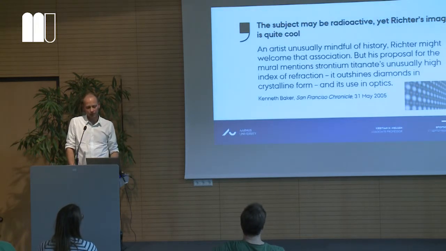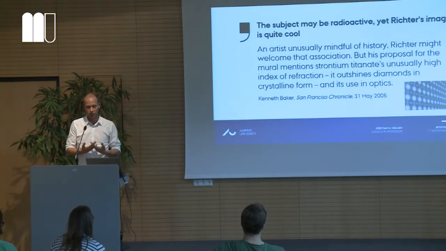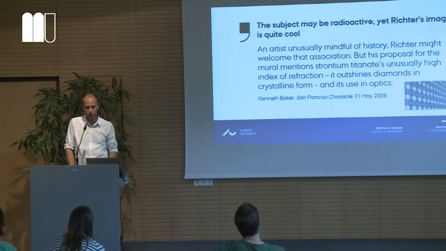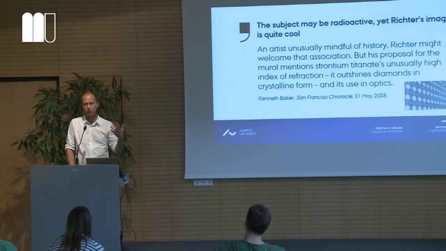Returning to Kenneth Baker's article, Richter is also known for being mindful of history, and he may welcome that association of strontium and the nuclear fallout of strontium-90. But he doesn't mention that in his proposal, Kenneth Baker observes. He says only that Richter's proposal for the mural mentions only strontium titanate's unusually high index of refraction, outshining diamonds in crystalline form, and its use in optics. So Richter himself did not explicitly make this allusion to nuclear risks in the 50s and 60s. This was something that was drawn out here.